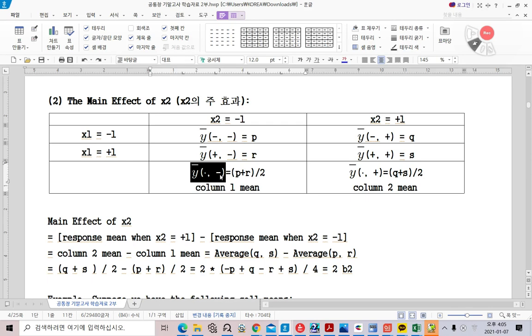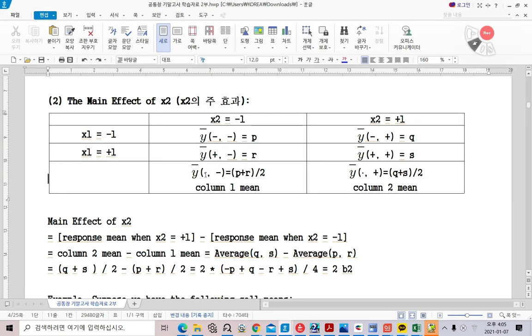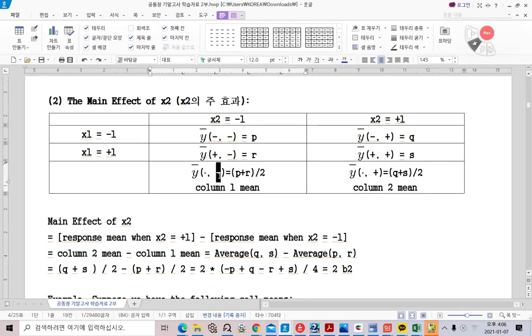Negative means the level of X2, and dot means levels of X1 combined. Translation. 여기 마이너스 부분은 칼럼 1 민에서 요건 X2의 레벨이고, 여기 X1 자리에 다 찍힌 것은 X1. 그 두 가지 레벨이 결합됐다는 거예요. 두 가지 레벨 전체에 걸쳐서 이 평균을 낸다는 거예요. 전체에 걸쳐서 평균을 내니까 두 셀 민을 더해서 나눠주는 거죠.